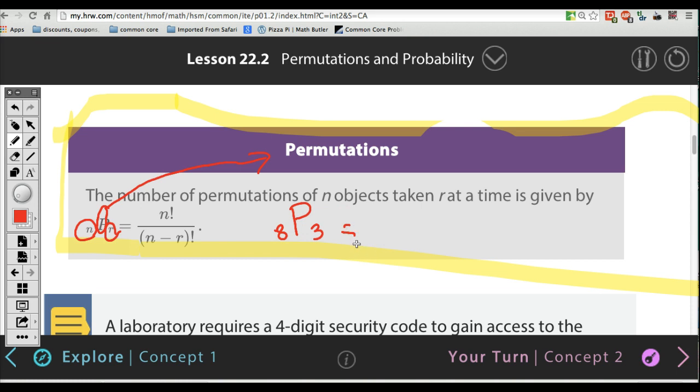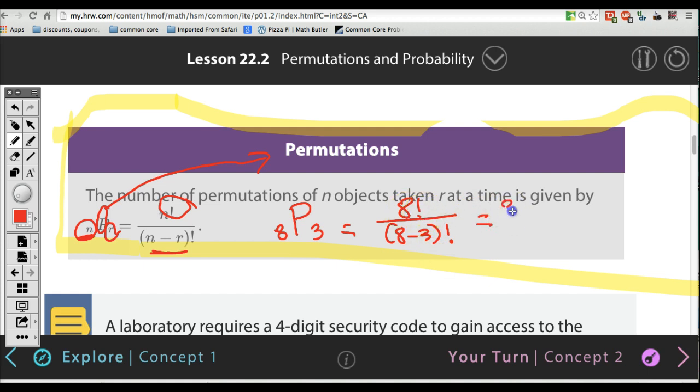And so what is the formula? It's n factorial over n minus r factorial. So it's going to be 8 factorial on top. And then down here is going to be n minus r, so 8 minus 3 factorial. So let me see if we still get the same answer, 336, using this, okay?